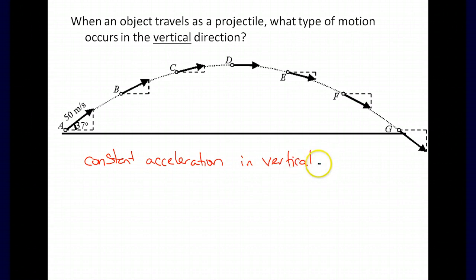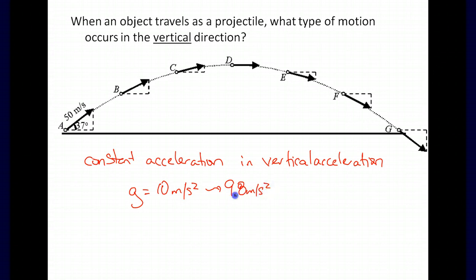And you know that acceleration is approximately 10 meters per second squared. Now when we're working in lab in the real world, we'll use 9.8 meters per second squared.